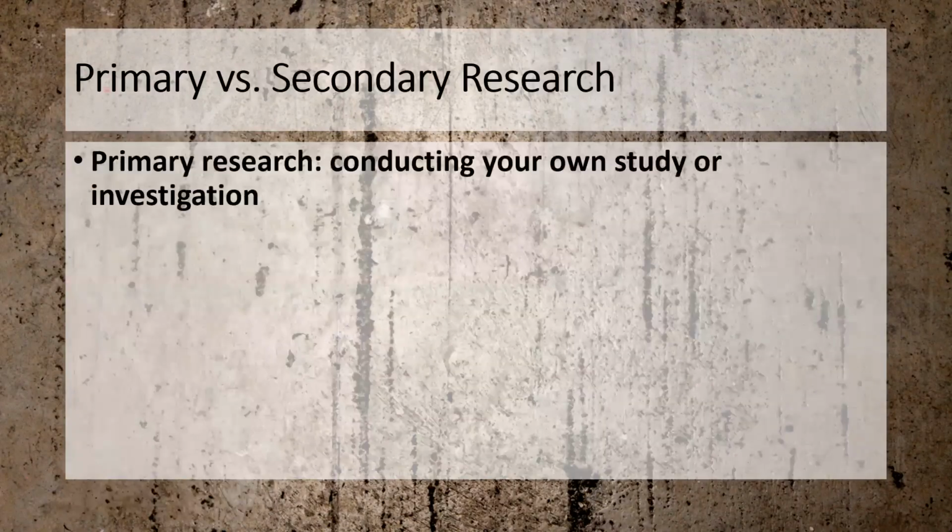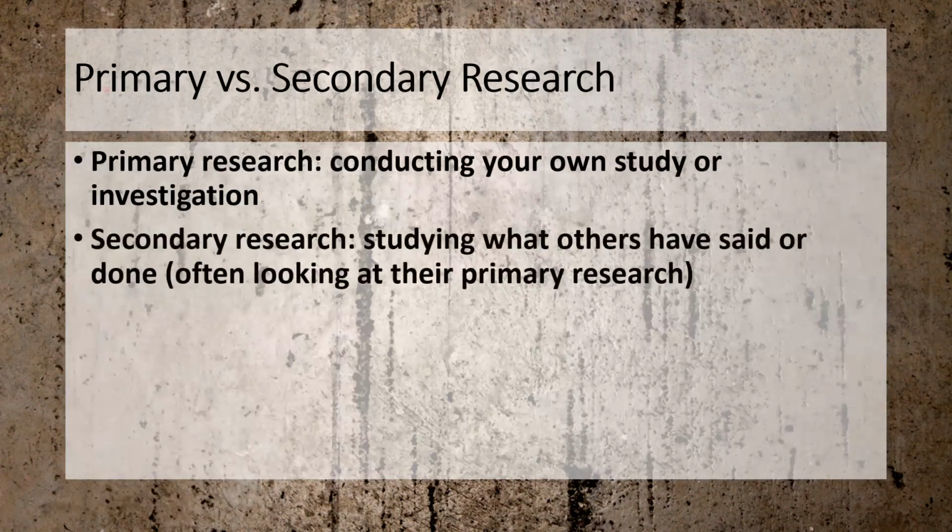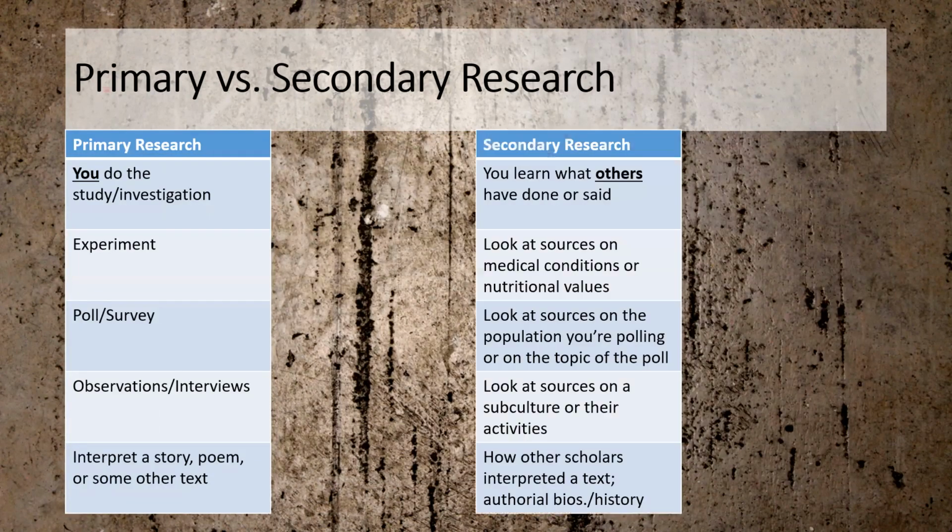Now, in contrast to that, secondary research is probably what you're more familiar with. Secondary research is studying what others have said or done, often looking at their primary research. So secondary research, you learn what others have said or done. So for instance, if some other scientist does an experiment, then for that scientist, that is his or her primary research, right? That person did the experiment and they published an article about it. You are looking at that article. It's not your experiment. It's not your research.